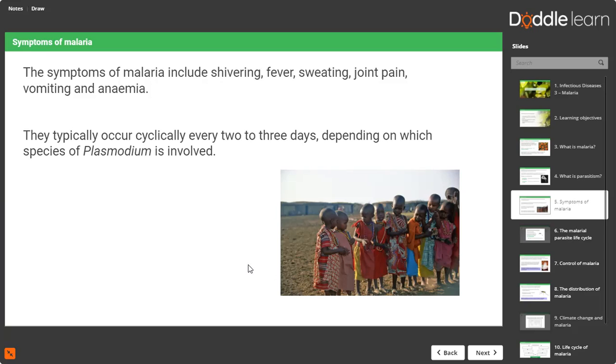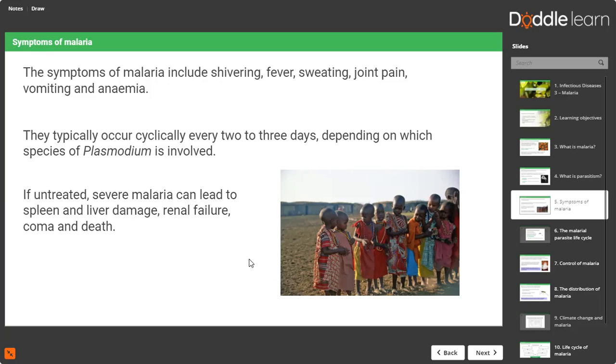The symptoms of malaria actually occur cyclically every 2 to 3 days, depending on which species of Plasmodium is involved. This is because it's closely linked to the life cycle of a parasite. So you don't necessarily feel ill constantly. It'll happen every 2 to 3 days, and you'll feel fine, and then you feel poorly again until your body really starts to get worn down.